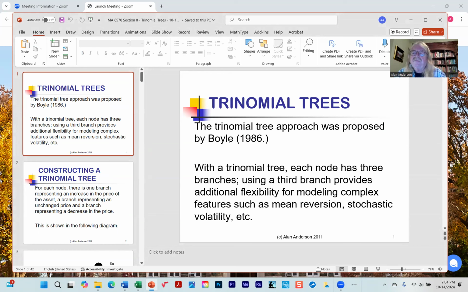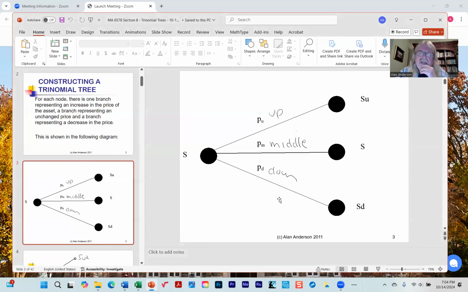But anyway, what happens here is that we add a third branch. And for the first time, as you can see, instead of having only a probability of going up and down, we also have a probability of staying at the same level. Now we're going to continue to use the same notation here. S is the starting value of the stock. Let's say we're pricing an equity option. Then if we go up, we reach SU. If we go down, we reach SD. If we don't go anywhere, we'll just stay at S.